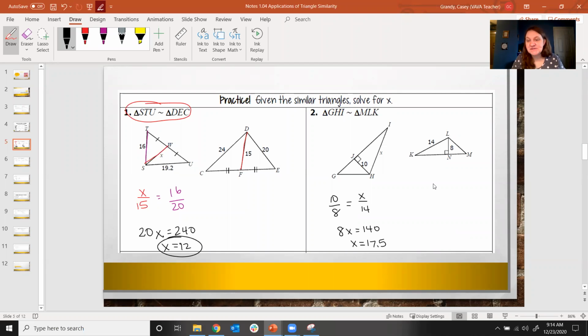If you did not get 17.5, go ahead and pause the video and check out the work that I showed and see if you can find your mistake. If you can't, make a note of that to ask during office hours. If you set up your proportion slightly differently than mine, but when you cross multiplied, we got the same equation, that's perfectly fine.